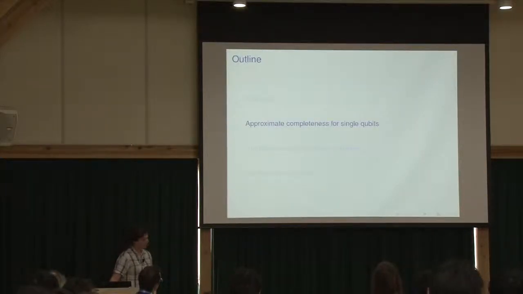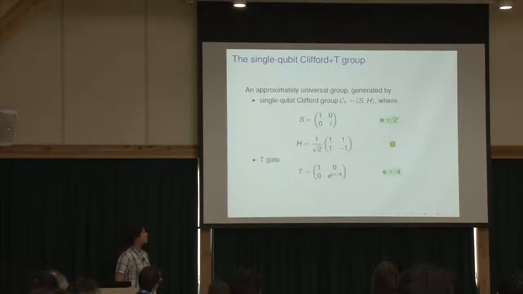So, single qubits. The specific approximately universal set we're using here is the single qubit Clifford plus T group. So we have a single qubit Clifford group generated by the phase gate and the Hadamard gate, and additionally we have this T operator, which is the square root of S. And in the ZX calculus, we just represent these as a green pi by 2 phase, this Hadamard node, and a green pi by 4 phase shift.